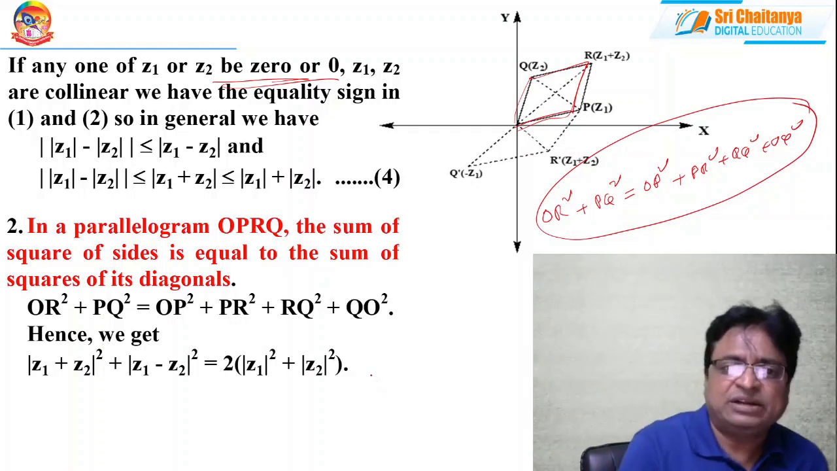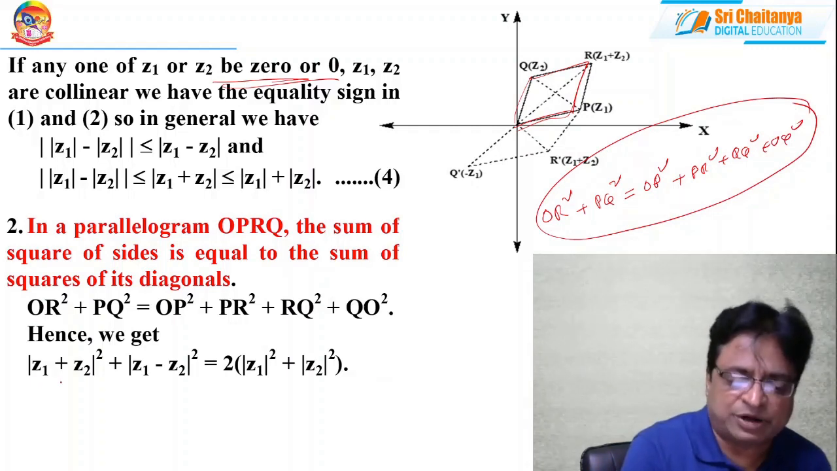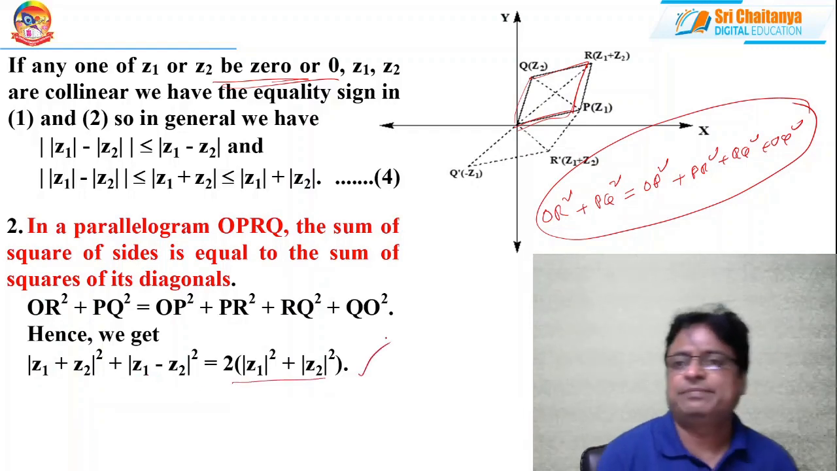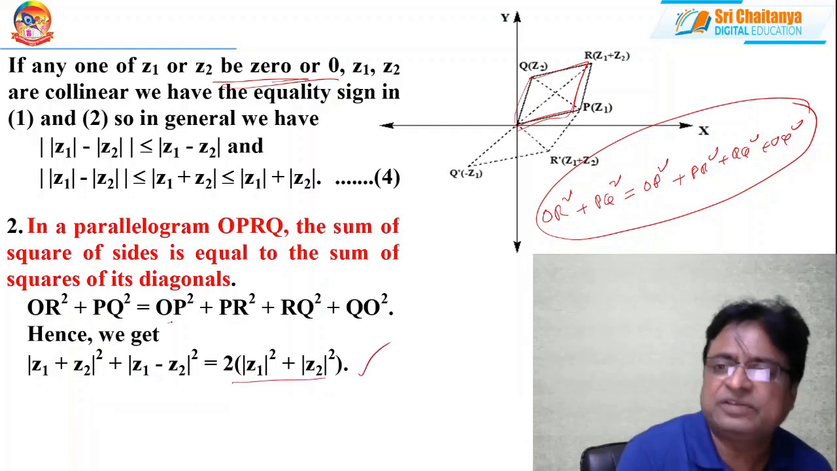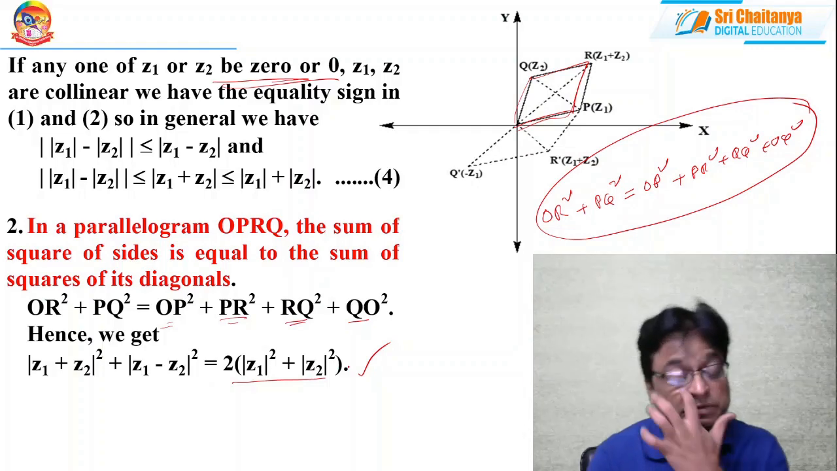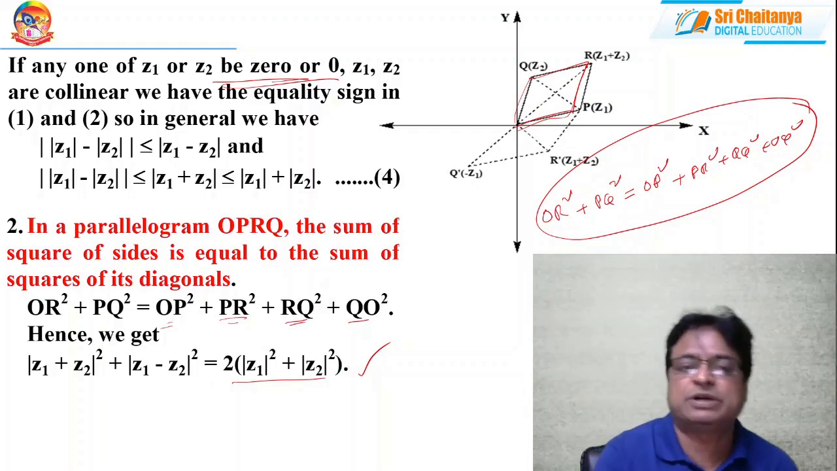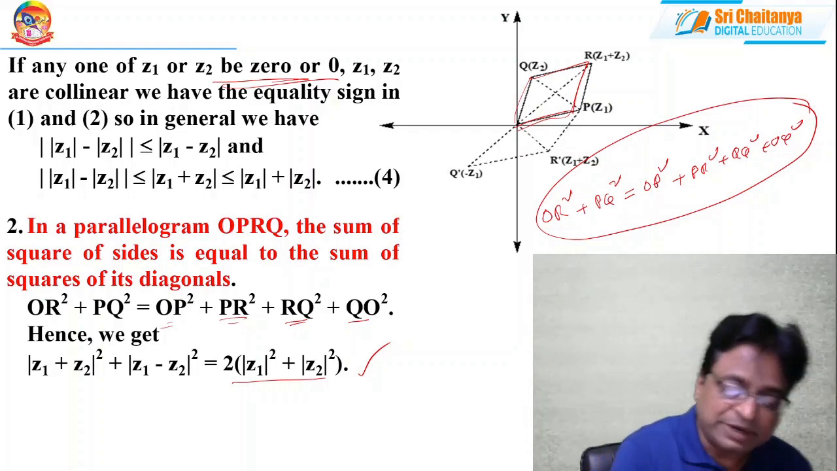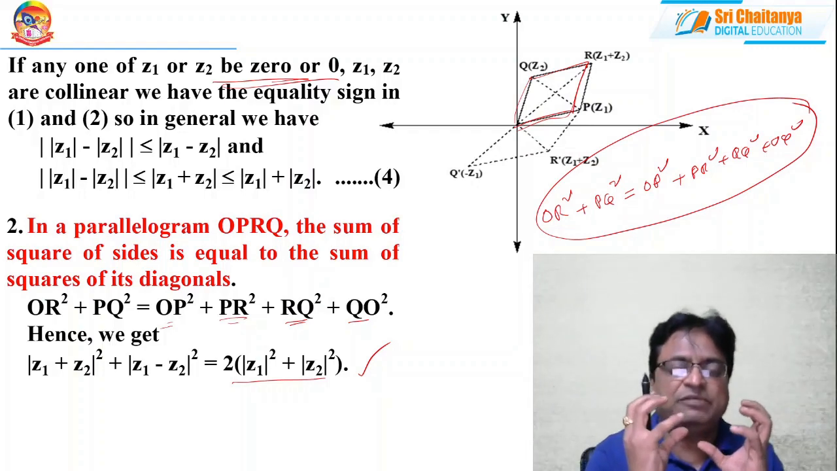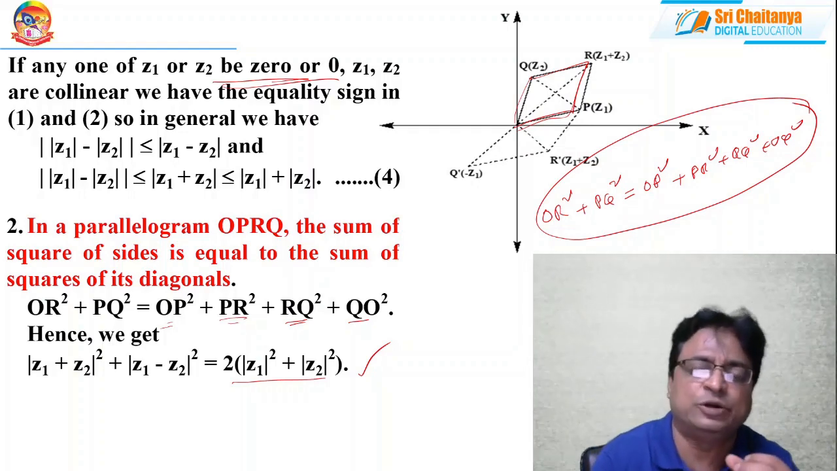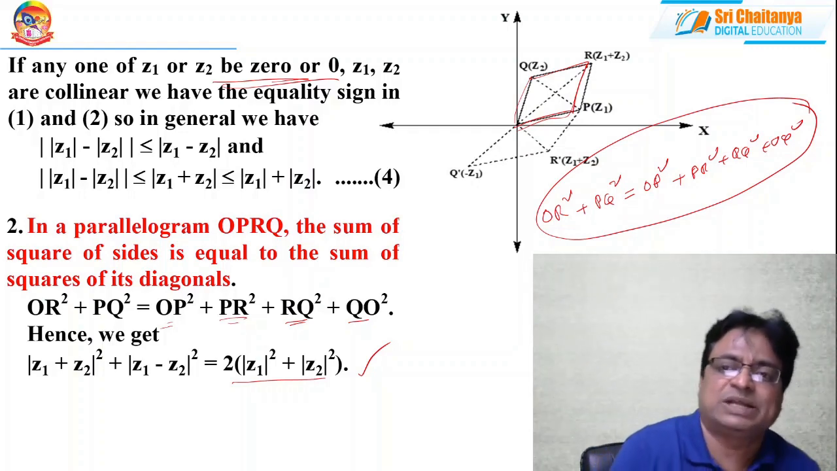So based on that, how can I write OR square, that is mod Z1 plus Z2 whole square, plus mod Z1 minus Z2 whole square? This is equal like this only. Here OP is nothing but OQ, and PR is nothing but OQ, so that's why it is 2 into mod Z1 square plus mod Z2 square. So this is the way to prove, and geometrically, if you are imagining the diagrams in this way, then you can do wonders with complex numbers.